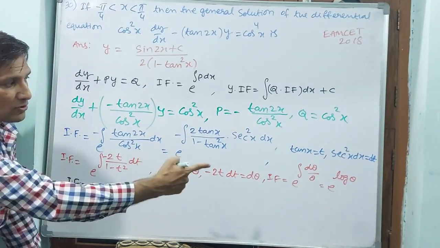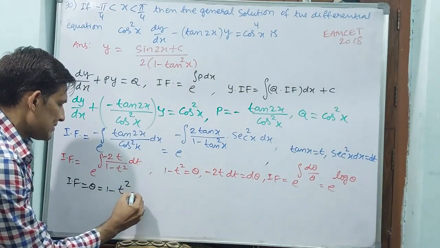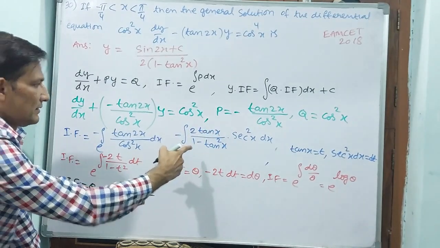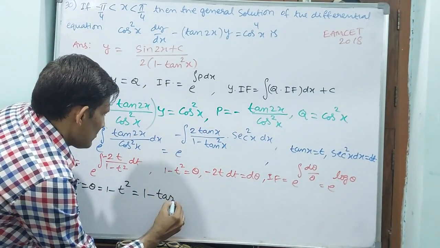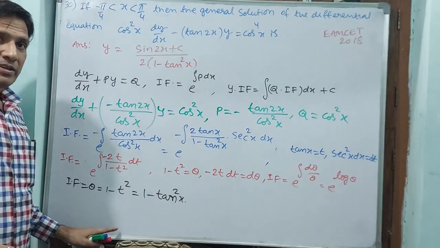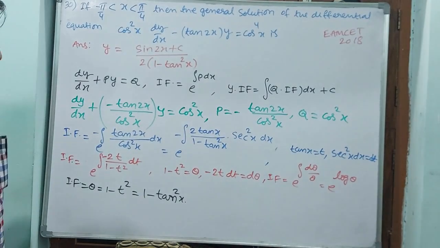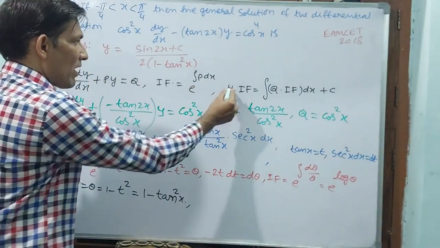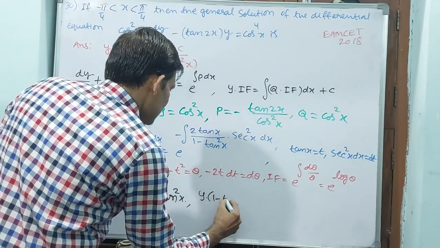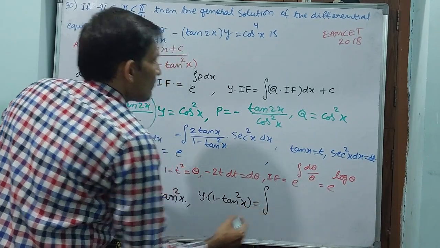This is the integrating factor. The integrating factor is equal to theta. But theta is what? Theta is 1 minus t square, and t square means 1 minus tan square x. Still we have got only the integrating factor. Again, this is there: y into integrating factor, that also we will do. Y into the integrating factor 1 minus tan square x is equal to the integral of q.